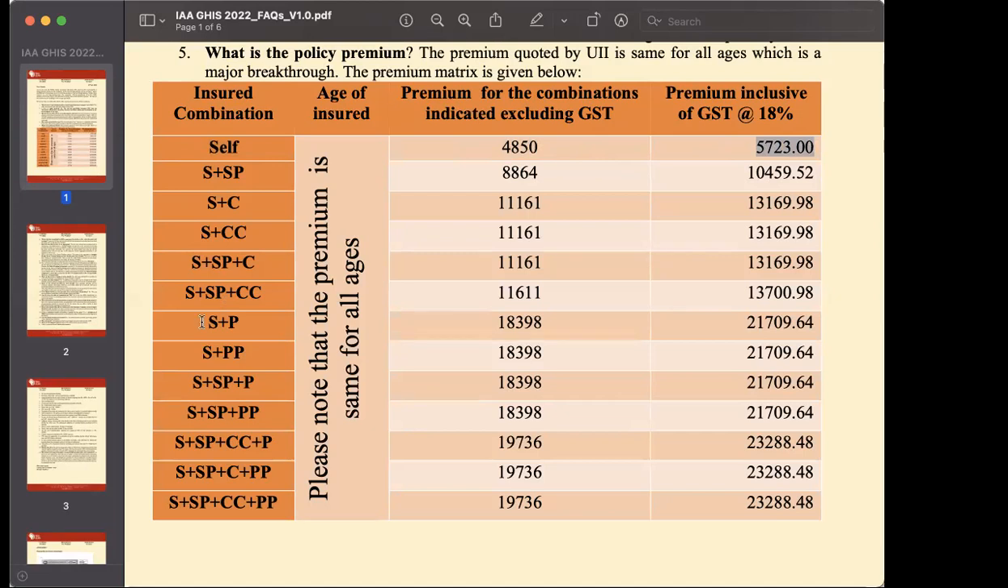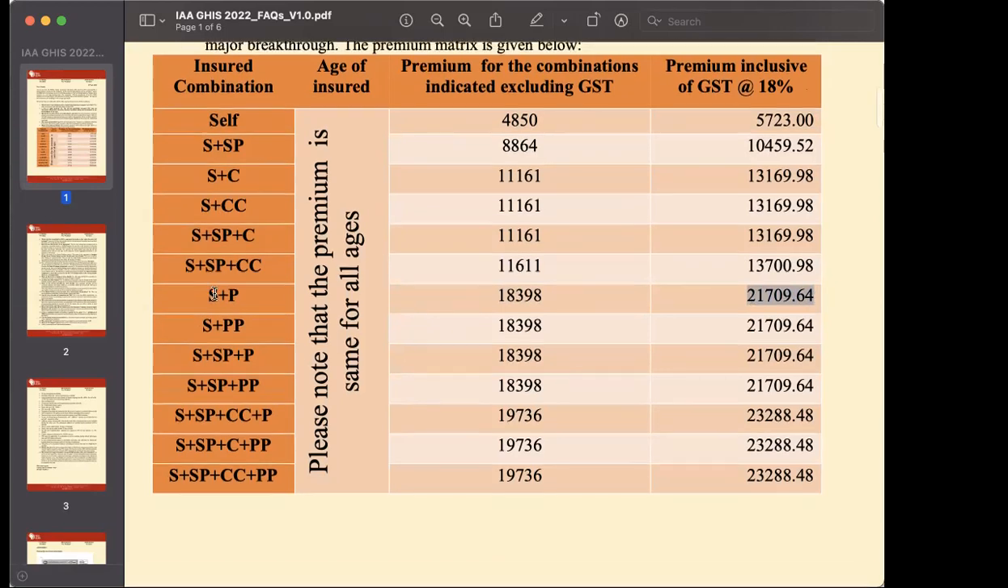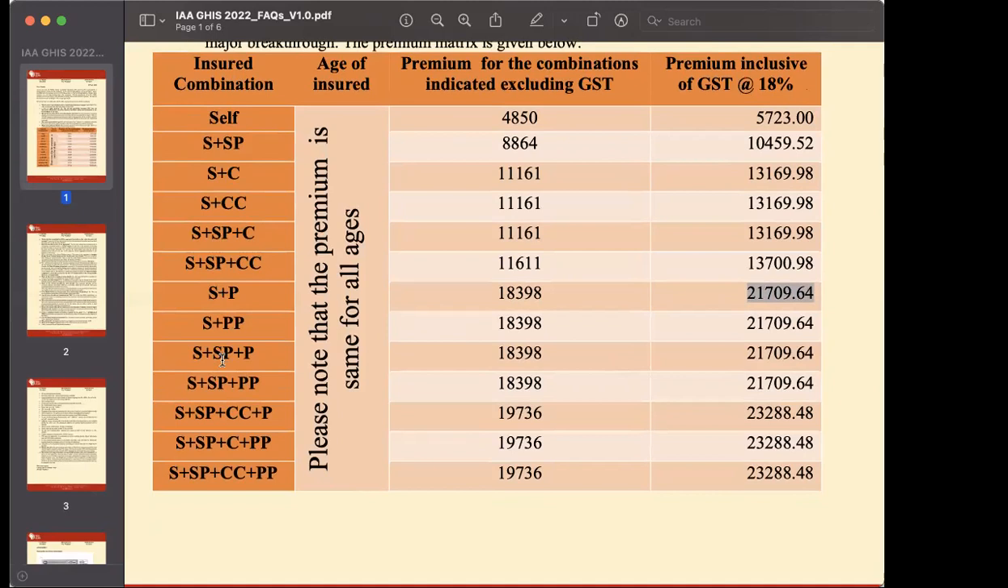If I want to buy this policy for myself and one parent, I go to S plus P. It is here. And I look at the premium amount, and this is the premium plus the GST amount. Now, let's say I'm married, I have one child and I have two parents. So self plus spouse plus one child plus two parents. The policy amount is 19,736 plus the GST amount, which is 23,288. Okay. So is this clear? Are you now in a much better position to read the premium table?